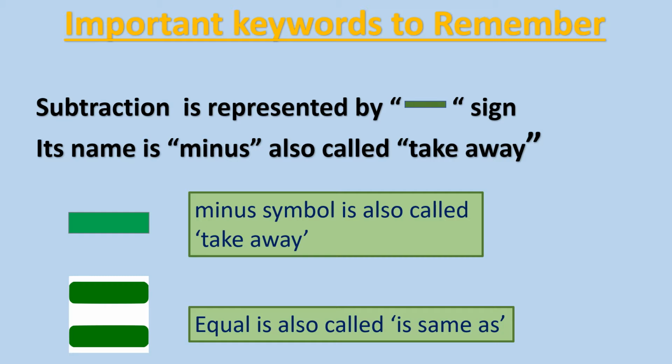Children, let's learn some important keywords to remember. As we all learned during the class, subtraction is represented by a sign. Its name is minus. Good. Also called take away. Very good. So the minus symbol is also called take away. The equal to symbol is also called is same as. So remember, take away is same as.